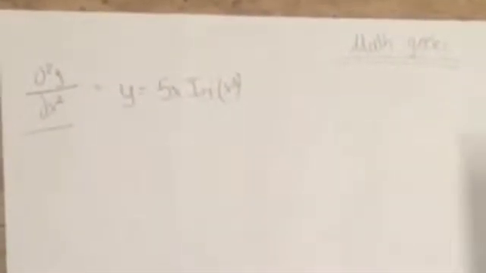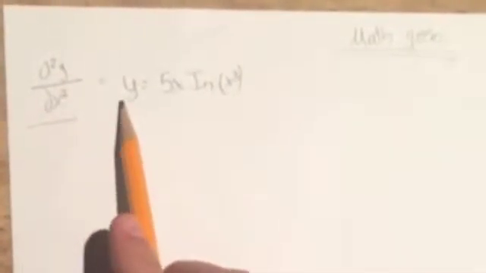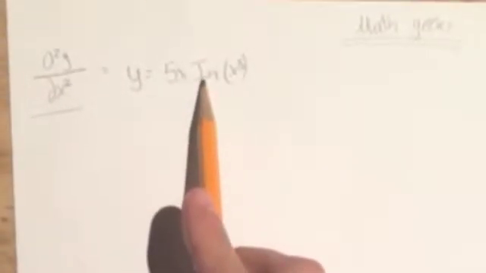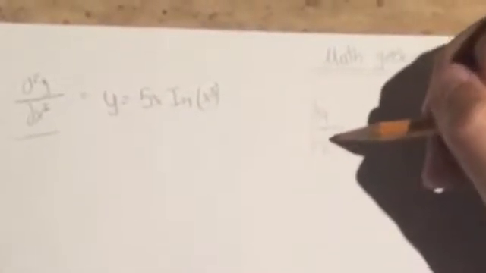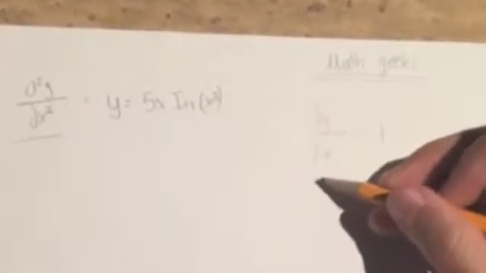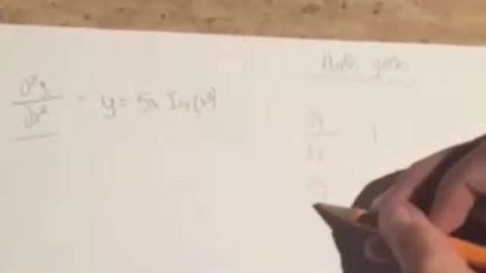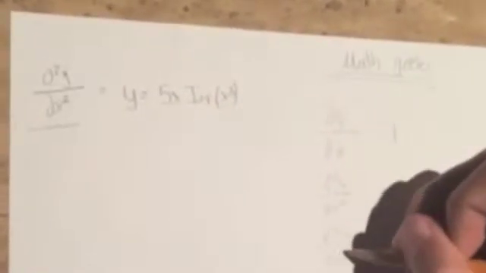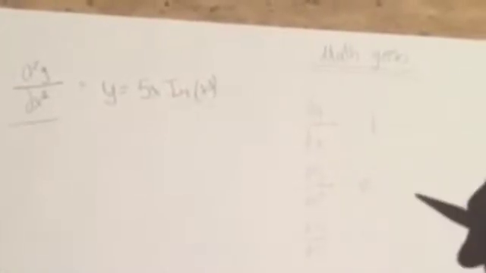The problem for today is going to be the double derivative of y equals 5x natural logarithm of x cubed. It's simple. dy over dx is the first derivative. d squared y over dx squared is the second derivative. And so on and so on. This is going to be the third derivative.